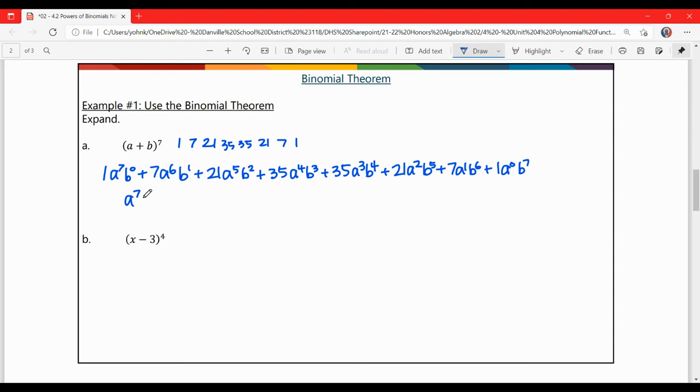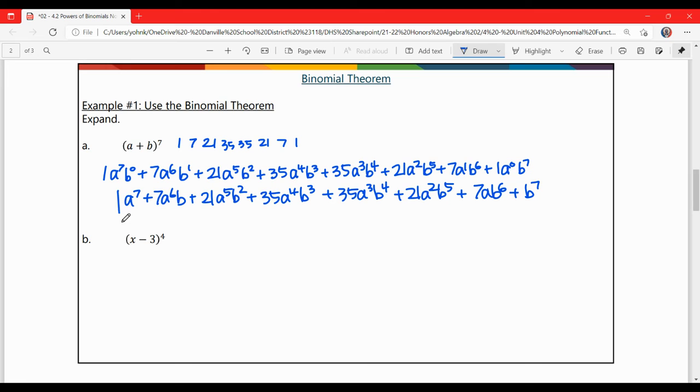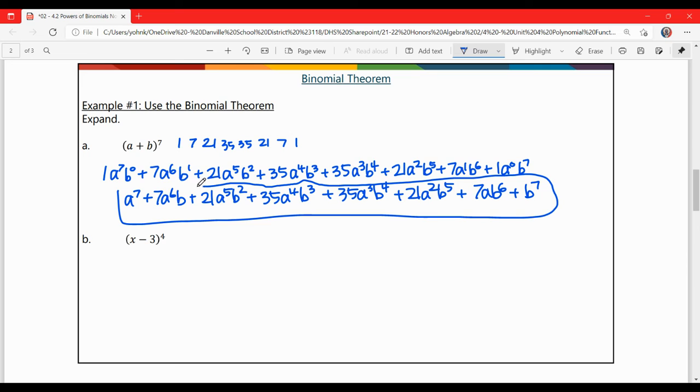So I'm going to get a to the 7th. I'm going to get 7a to the 6th b. I'm going to get 21 a to the 5th b squared plus 35 a to the 4th b cubed plus 35 a to the 3rd b to the 4th plus 21 a squared b to the 5th plus 7a b to the 6th plus b to the 7th. And this is my expanded form. It would take you way longer if you actually did it completely by hand.